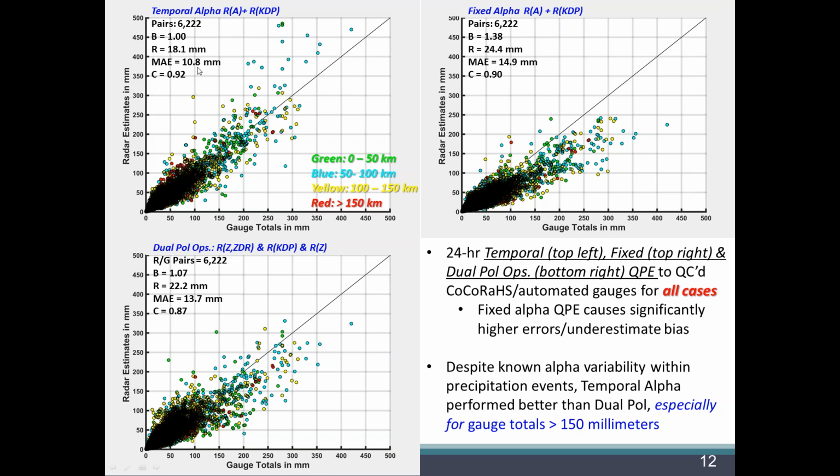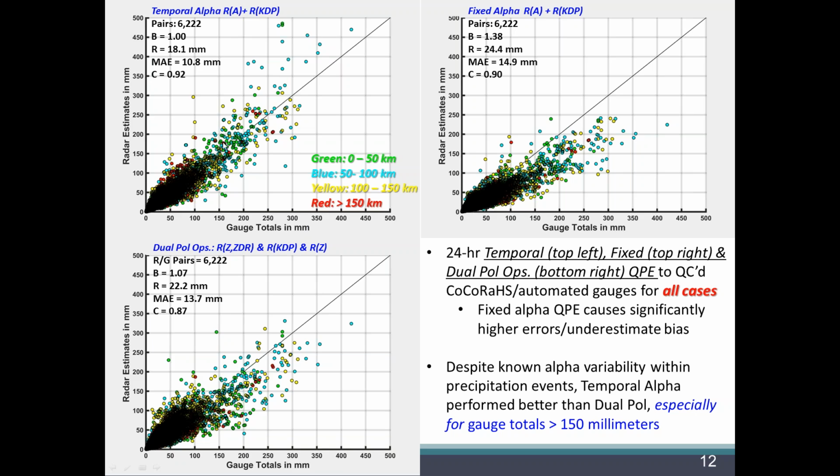When you look at the actual errors, there is a significant difference. In fact, we did some non-parametric statistical tests, and the difference in the mean errors between the two is significant to the 99.9% level. When you compare the temporal alpha to the fixed alpha, just assuming the fixed alpha alone, you end up with more error as well as a higher underestimate bias, in this case because we assume an alpha for a continental-like precipitation event. The bottom line here is that using radial reflectivity alone is not enough to modulate the specific attenuation field to get accurate enough rainfall rates.